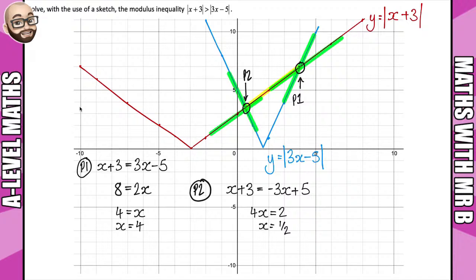So now we know where the points are, we now need to actually answer the question, which says where is the red line, which might be tricky to see now that I've highlighted everything. Where is the red line above the blue line? It is between those points. Keep an eye on what inequality symbol it is. This is just a greater than, it is not greater than or equal. So our answer for this question is x needs to be bigger than a half, but less than 4.